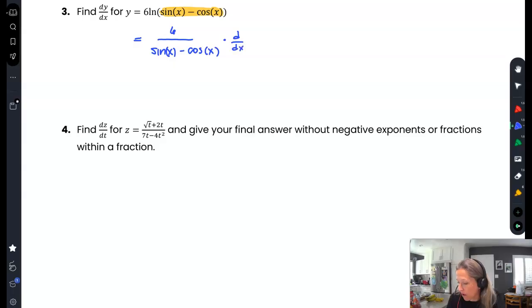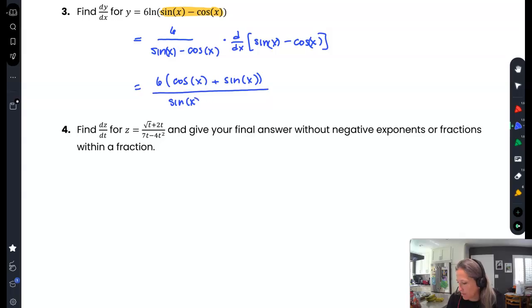So if you needed a pause, you could do that if you needed it. But I didn't see many folks needing a pause here. So the derivative of sine is cosine of x, and the derivative of cosine of x is a negative sine of x, so that negative becomes a plus. I'm going to go ahead and keep my arguments clear. And this is all over sine of x minus cosine of x.